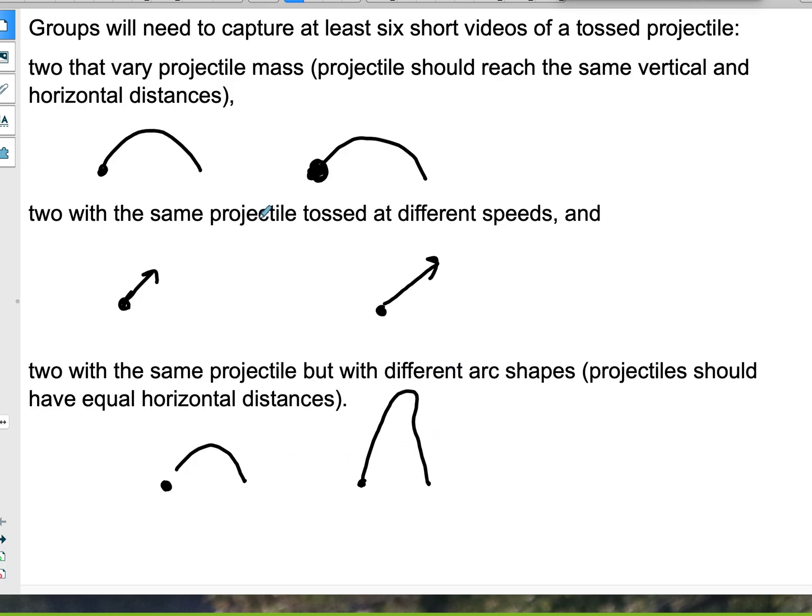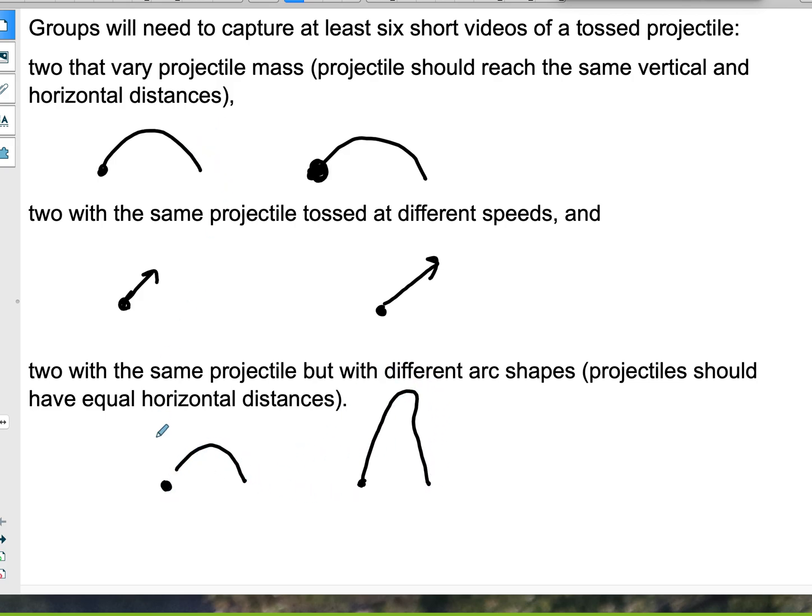All right, so try to make the arc the same for 2 different size objects. Take the same object, make the launch angle the same. That'll be easier for you guys. One, throw it slower, one, throw it faster. And then finally, same projectile, try to make one have a lower arc and one have a higher arc.